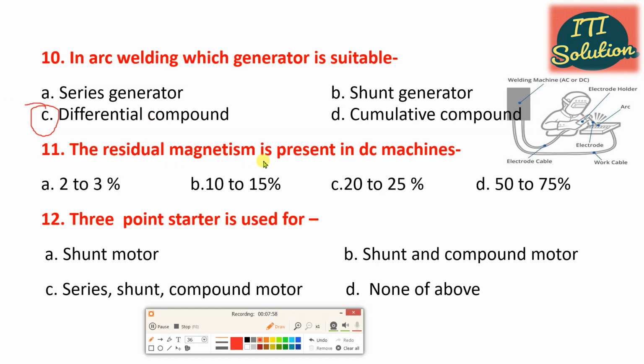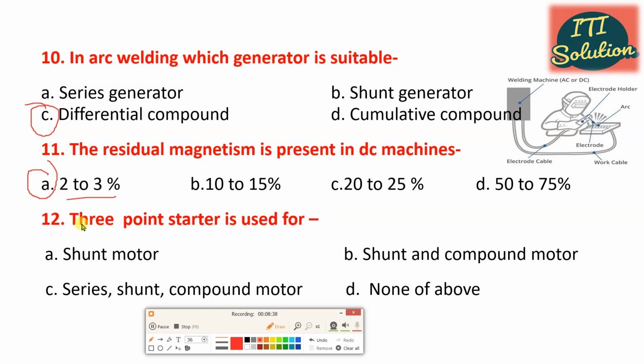Next question. The residual magnetism present in a DC machine is: option A, 2 to 3%, option B, 10 to 15%, option C, 20 to 25%, and option D, 50 to 75%. And the correct answer is, of course, option A, only 2 to 3%. In a DC machine, residual magnetism is present because of previous running. It also provides some no load voltage, and the residual magnetism is 2 to 3% only.